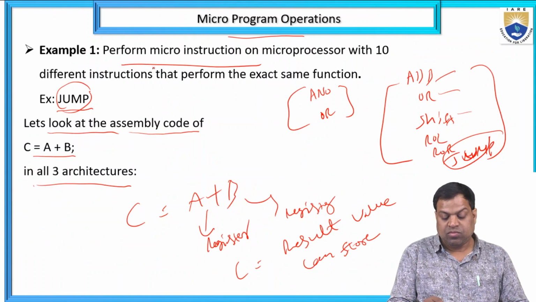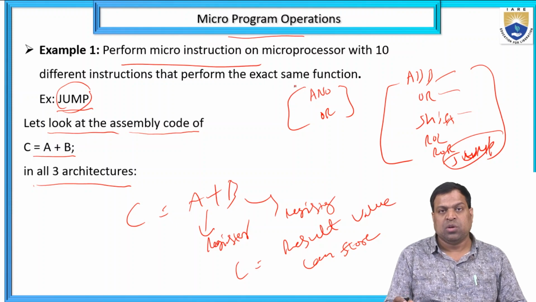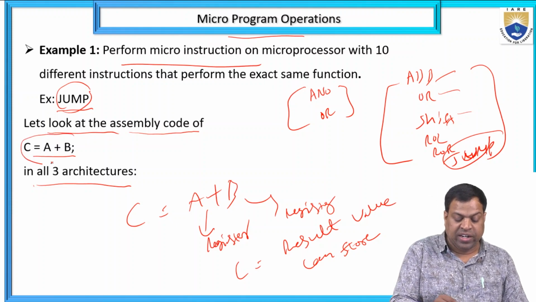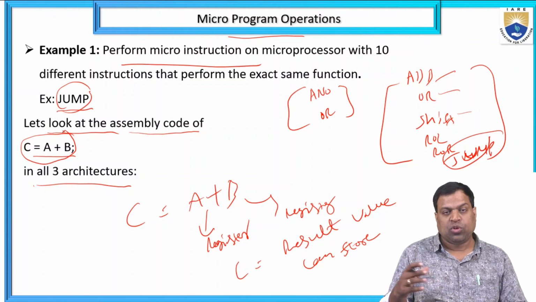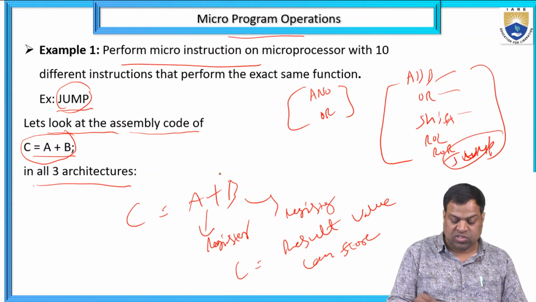So perform micro instruction on a microprocessor with 10 different instructions that perform the exact same function. But what does the same function mean? I need C equal to A plus B, the addition of two numbers, and the resultant value will be stored in C. So C equals A plus B.